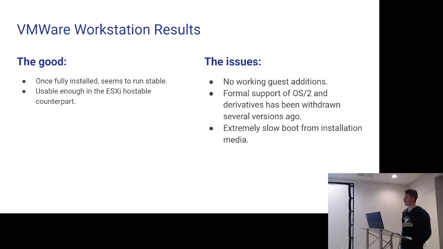Awesome. So for VMware Workstation results, there were a few things that were of note. Once fully installed, ArcaOS seemed to run quite stable. I didn't have any weird issues that I encountered, and it is usable enough in an ESXi hostable counterpart. I would imagine you would put it into the ESXi parameters, and David A. has a whole guide on the wiki about how to set that up, and it's ESXi 6.7 if I'm remembering correctly. There were a few other issues though.